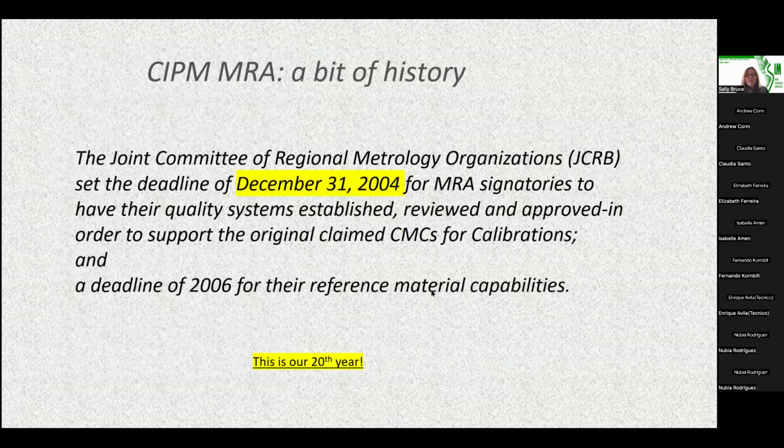The Joint Committee of the regional metrology organizations and the BIPM, which implement this MRA, set the deadline of December 31st, 2004 for the MRA signatories to have their quality systems established, reviewed, and approved in order to support the original claimed calibration and measurement capabilities that were in the original database, the KCDB. They also set a deadline of 2006 for the reference material capabilities. So I just want to say that this is our 20th year of internationally demonstrating that we have quality systems that are implemented.